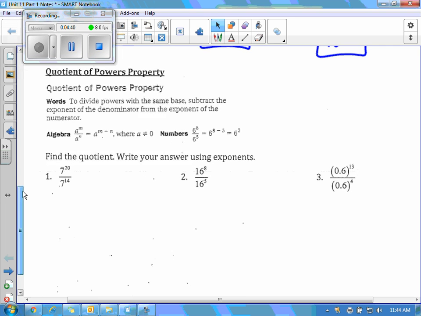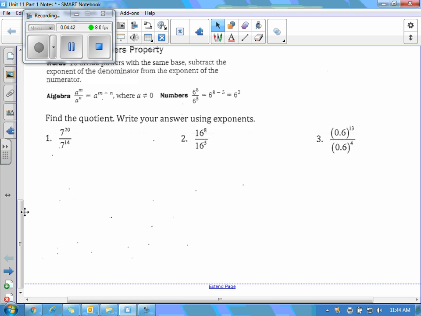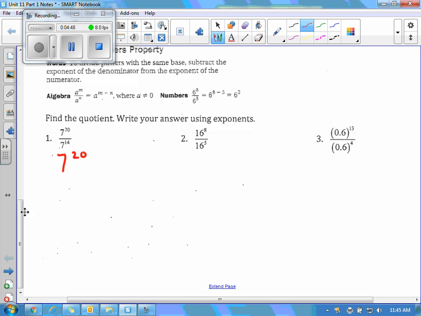So let's look at some examples with numbers to start with. I have 7 to the 20th divided by 7 to the 14th. Same base, so I can subtract the exponents. That would give me 7 to the 6th.